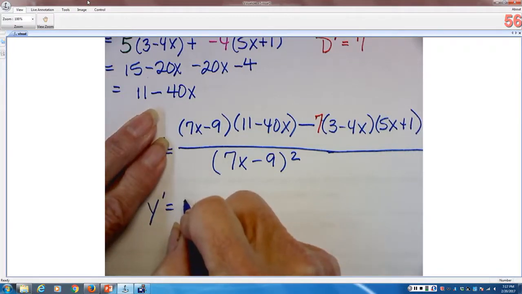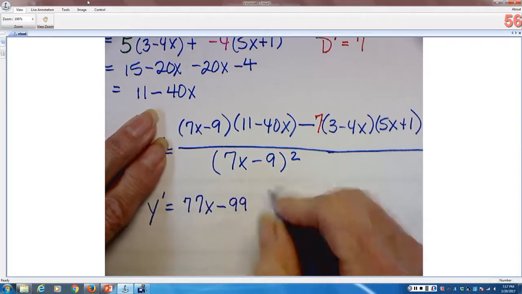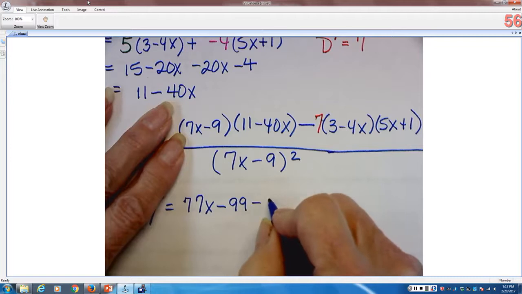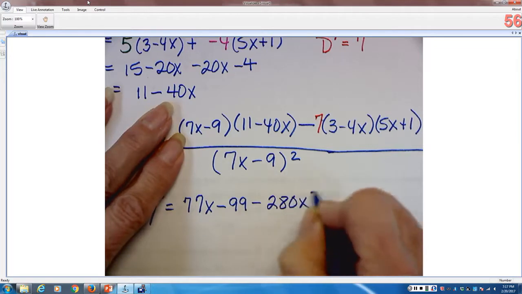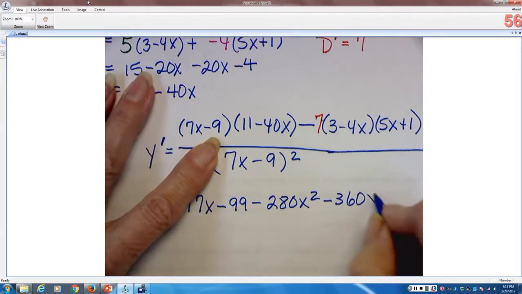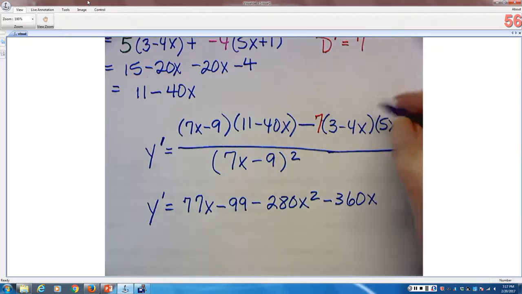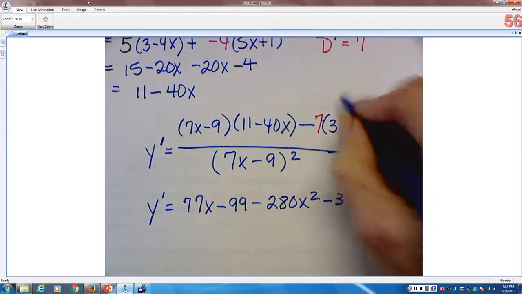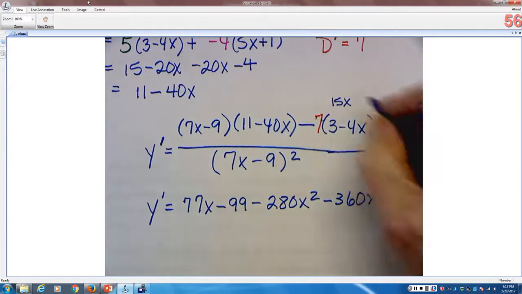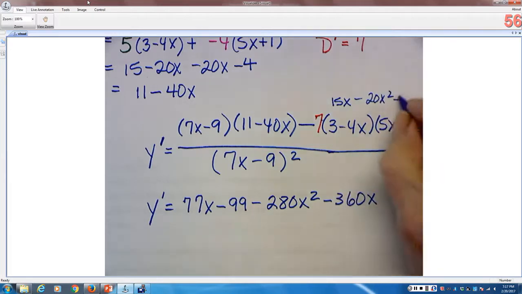7x times 11 is 77x minus 99 minus 280x squared minus 360x. And then I'm going to do this one up here because I think I could make too many mistakes if I didn't. So 3 times 5 is 15x minus 20x squared plus 1 minus 4x.